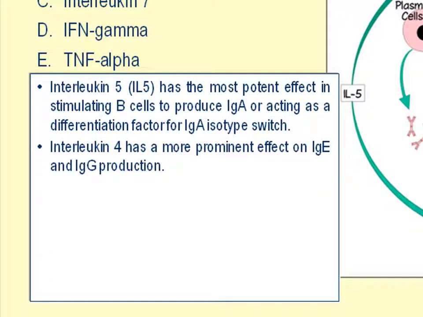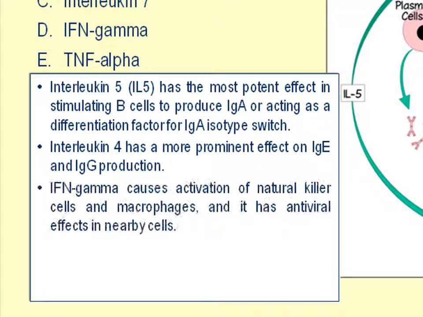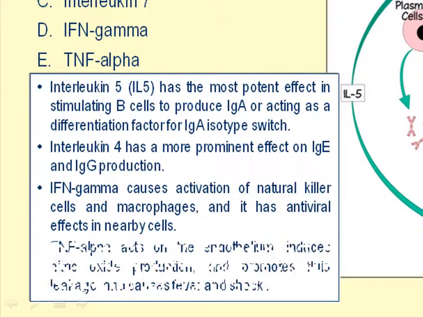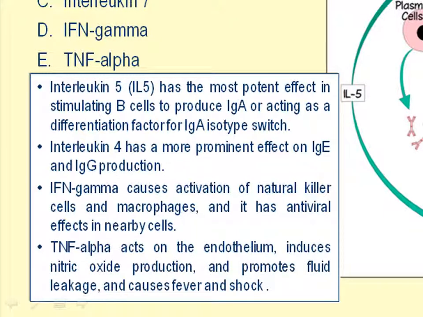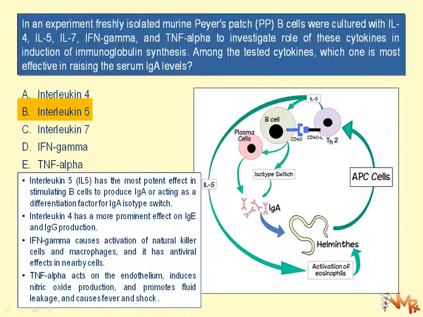Interleukin 4 has a more prominent effect on IgE and IgG production. Interferon gamma causes activation of natural killer cells and macrophages, and it has antiviral effects in nearby cells. Finally, tumor necrosis factor alpha acts on endothelium. It induces nitric oxide production, and as such it promotes vasodilation, fluid leakage, and it may cause fever and shock.